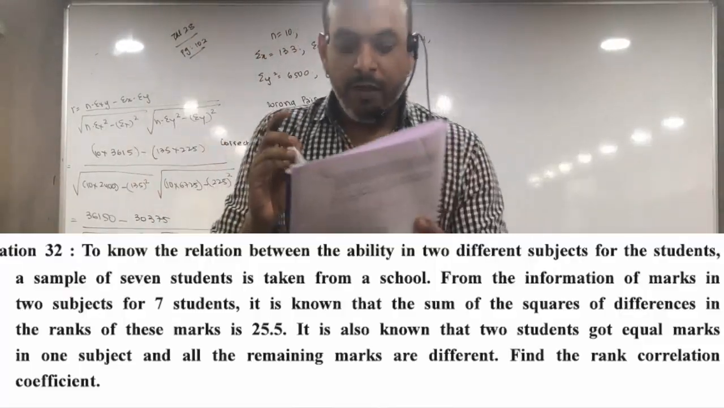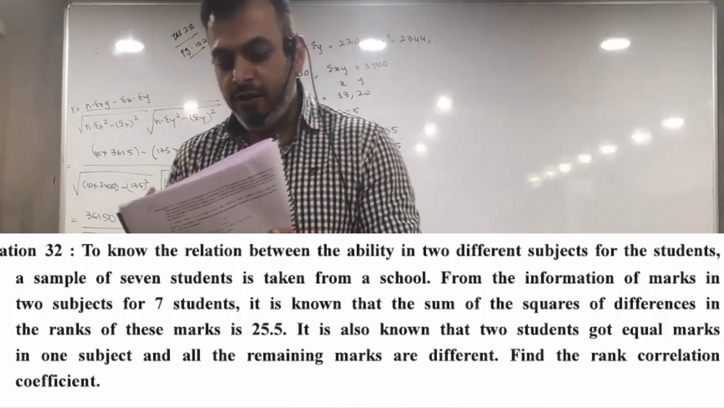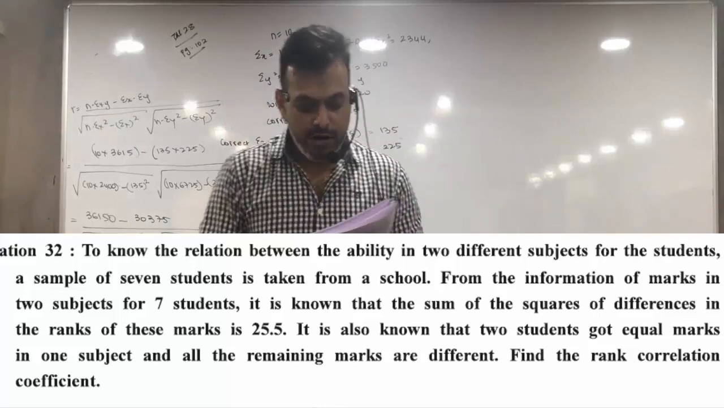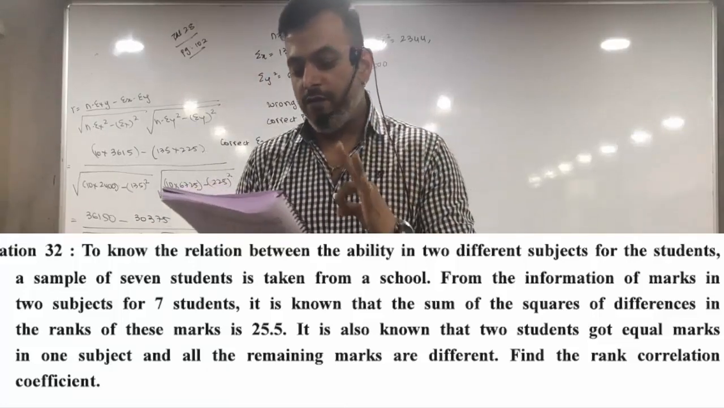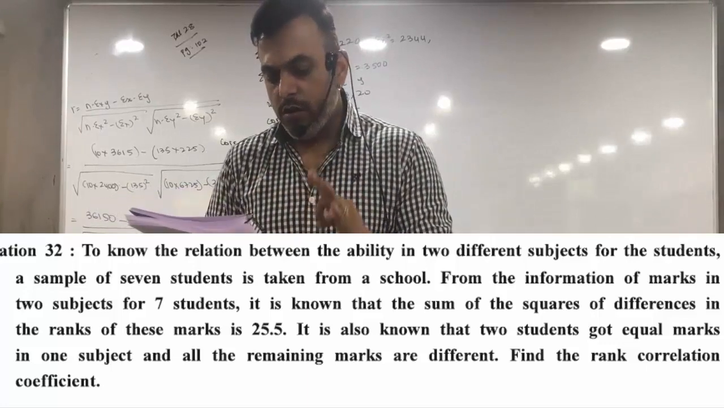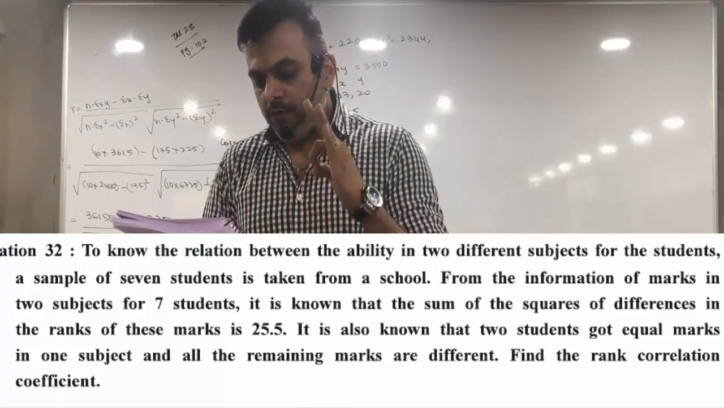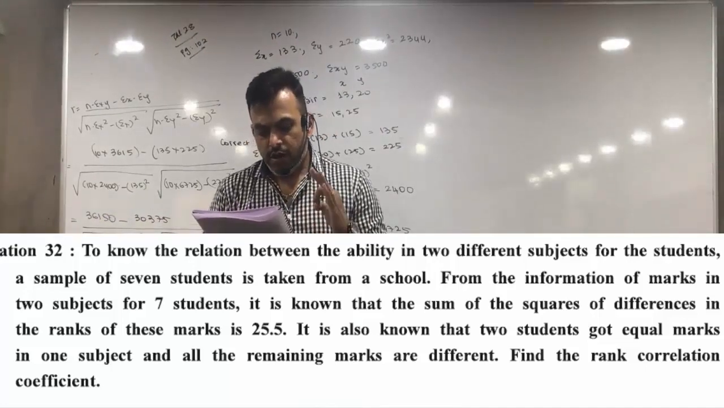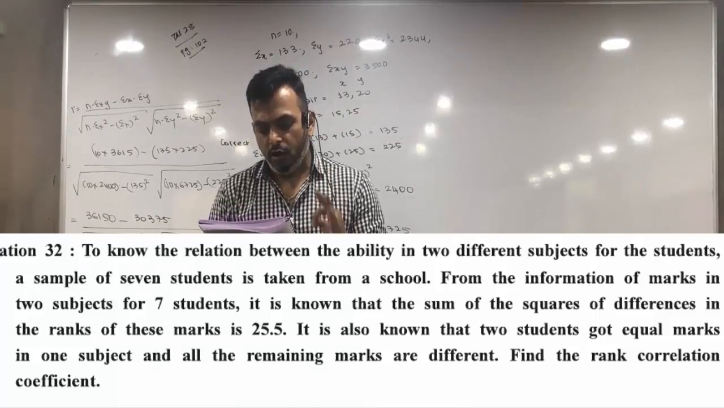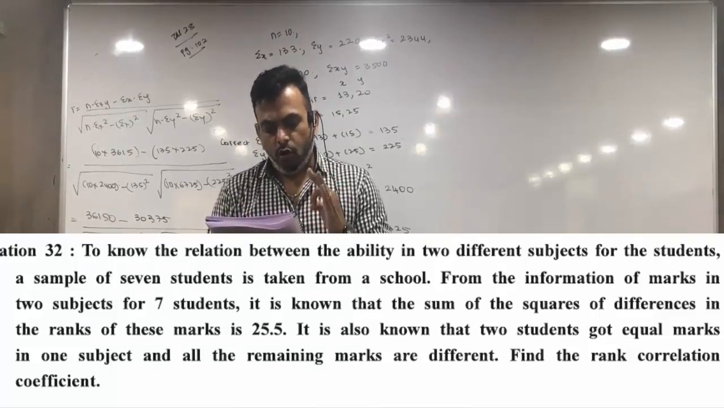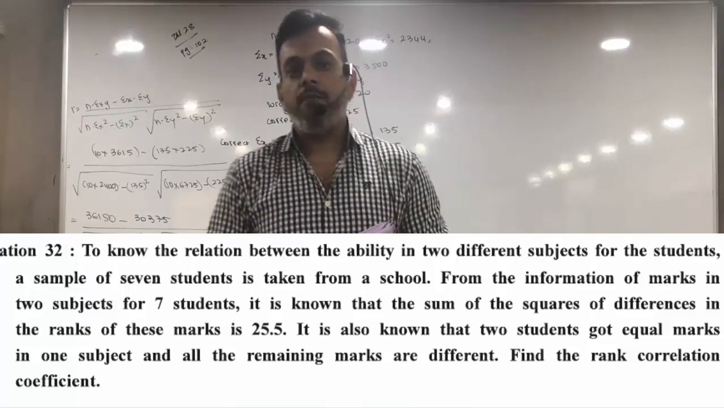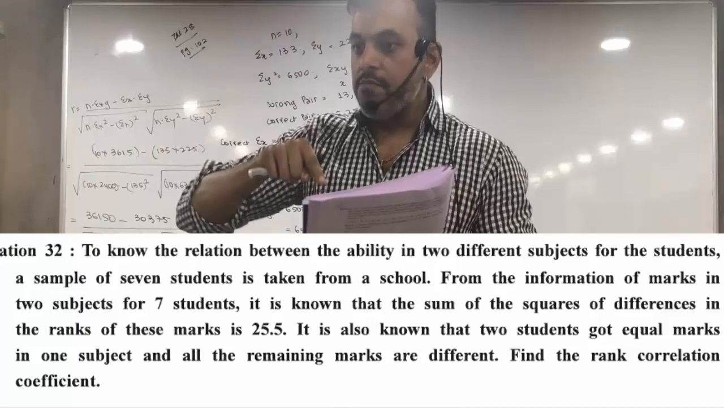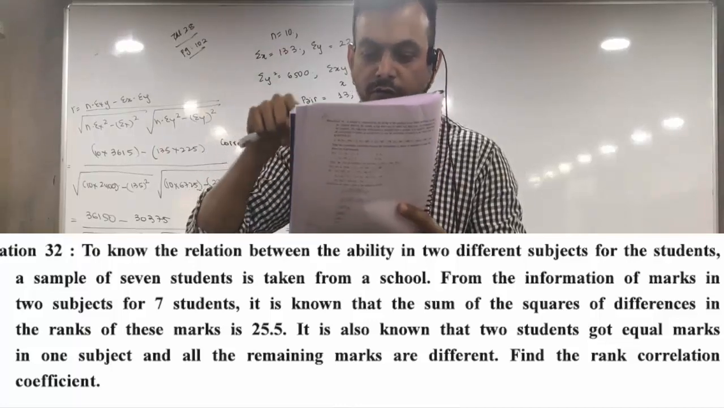illustration 32. To know the relation between ability in two different subjects for the students, a sample of 7 students is taken from the school. Please pay attention to the language of this. From the information of marks in the two subjects for 7 students, it is known that sum of square of difference in the rank of these marks is 25.5. So what is this? Sigma d square. Sum is given, right? Sum of square of difference.